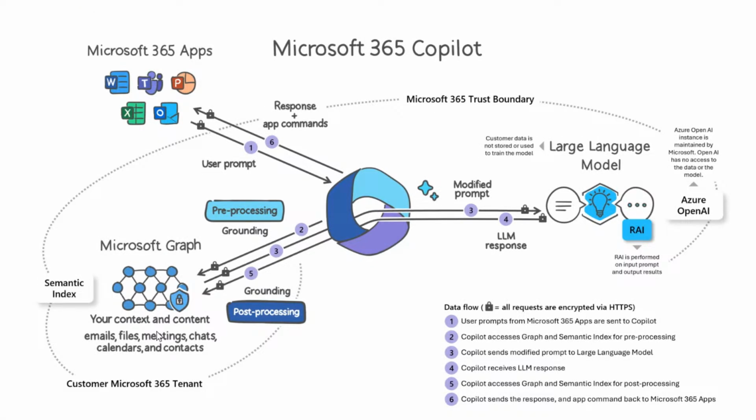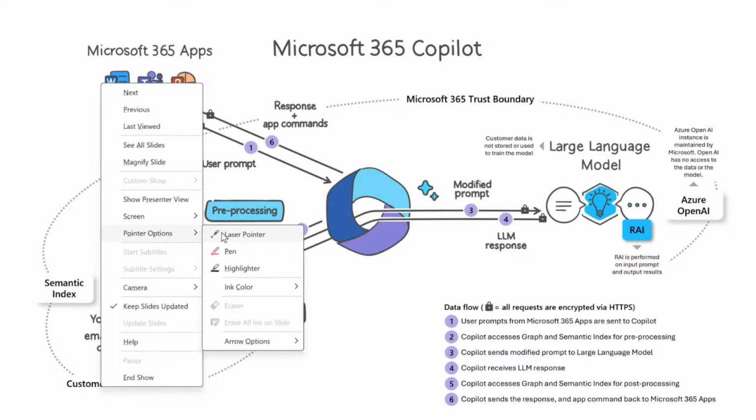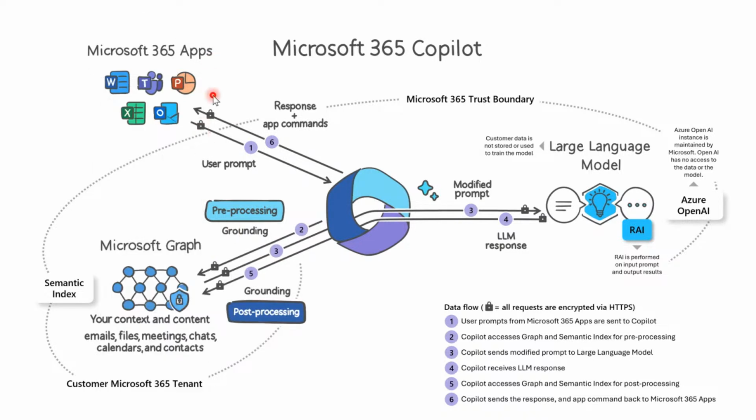Great. So this is a high-level architectural diagram, I would say, of Microsoft 365 Copilot. If I start from the left-hand side to the right-hand side, you can see the M365 applications, from where the user prompts are going to be started.